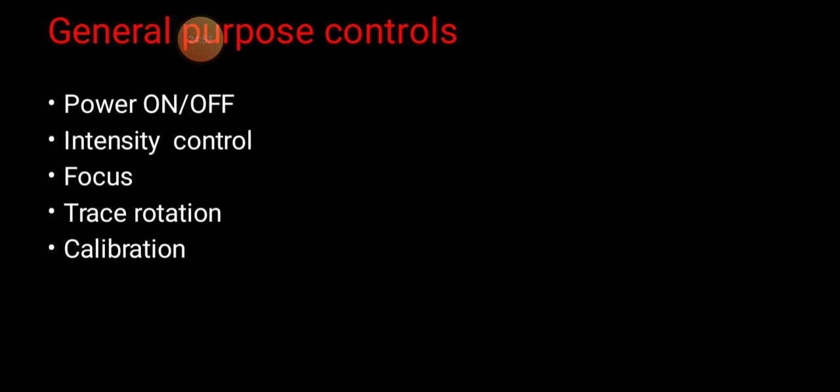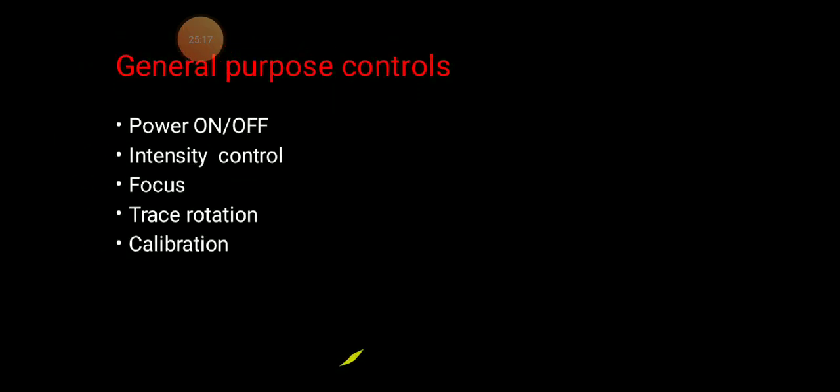Trace rotation. Trace rotation is used to make the traces perfectly horizontal with the help of a screwdriver. Calibration. It provides a standard signal of 0 to 2 volt, 1 kilohertz to calibrate vertical amplifier controls. So that is the square wave.